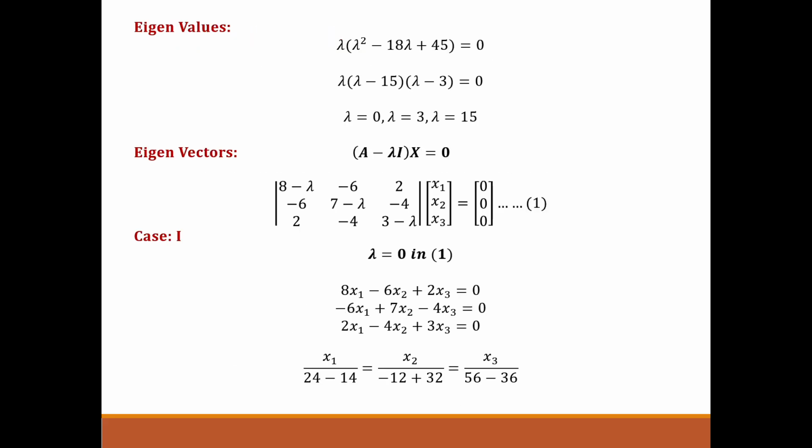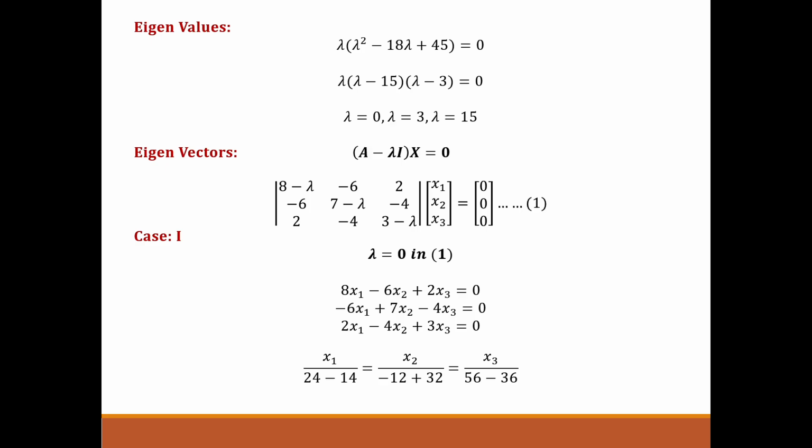Next, we are going to find the eigenvalues. We can take lambda outside from the above equation, and we get lambda into lambda squared minus 18 lambda plus 45 equal to 0. Now we can factorize lambda squared minus 18 lambda plus 45. Then we get the factors lambda minus 15 and lambda minus 3. Finally, we also have lambda equal to 0. Solving these equations, we get the 3 eigenvalues, lambda equal to 0, 3 and 15.